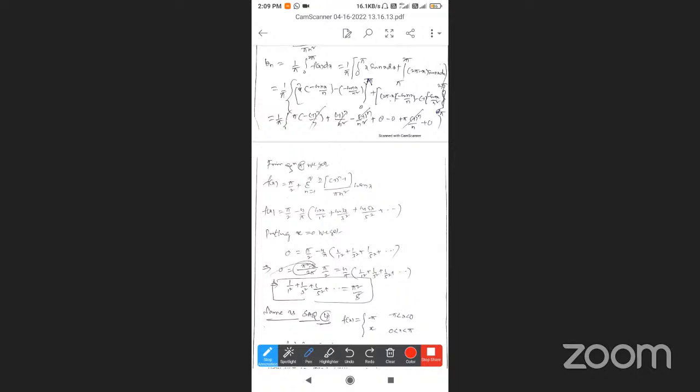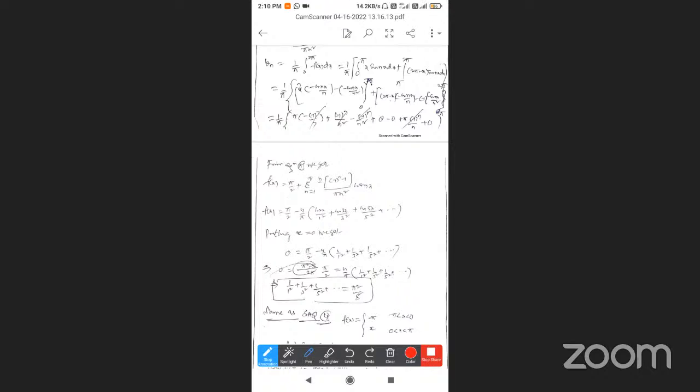The limits will be 0 to pi. Plus, next, 2 pi minus x into minus cos nx by n, minus, plus, the derivative of (2 pi minus x), which is minus 1, into minus sin nx by n square. Again, plus, the next term is minus sin nx by n cube. The limits are pi to 2 pi.